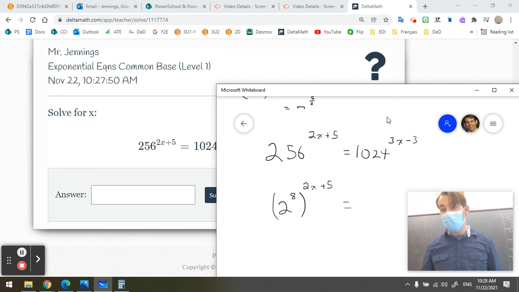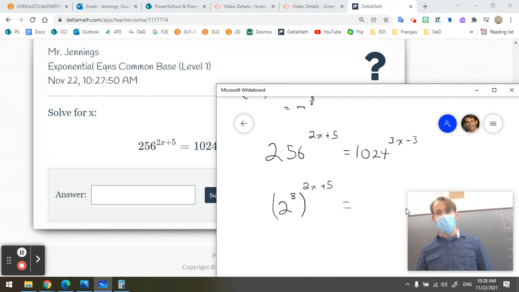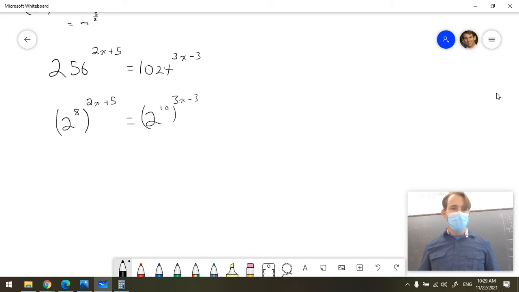I know that I can use a larger power of 2 as a common base, but I can't be bothered. I'd rather think of 1024 as a power of 2, which is this times 4. So that's that times 2 to the 2, which is 2 to the 10. 2 to the 10 raised to the power 3x minus 3. Now to solve this, I multiply. So this is 8 multiplied by 2x plus 5. Because I have a common base, I can set the exponents equal to one another: 10 multiplied by 3x minus 3.